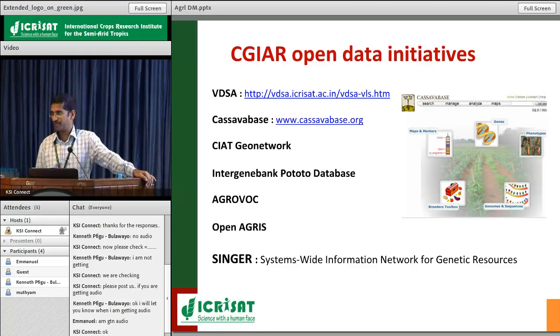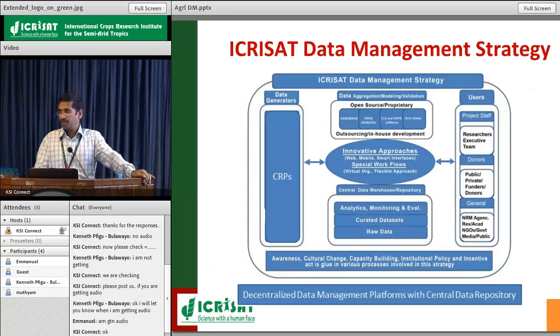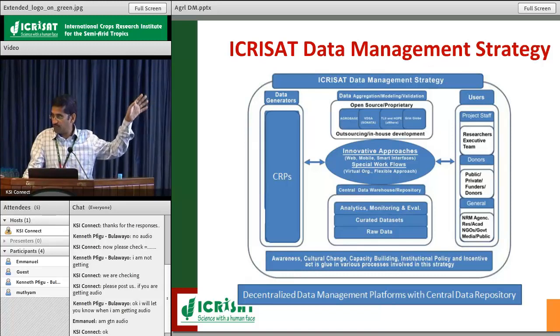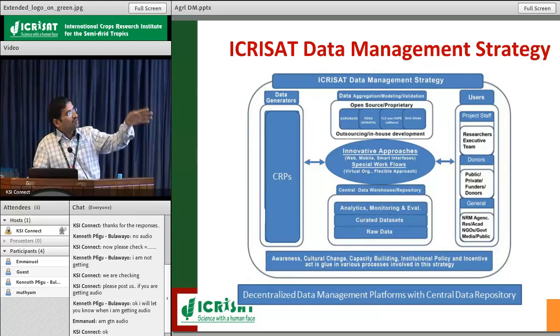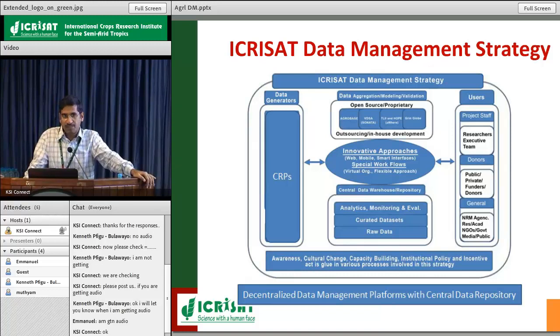Then coming to ICRISAT, what we are doing and what our strategy is for effective data management. If you look at this slide, this diagram, on the left side there are CRPs. These are all the research projects in a bigger way. At the high level, we are getting the data, and we do all the analysis, and finally we need to provide data which they can use for their further analysis. Maybe the end user, maybe the policymaker, maybe the researcher, maybe the student, maybe the scientist.